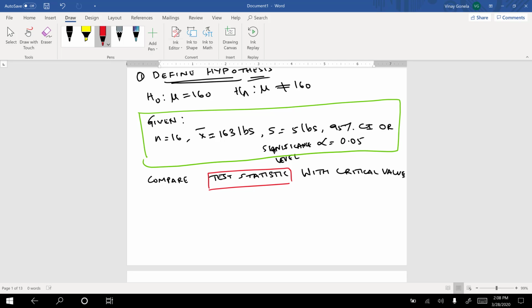now which stat to use, whether to use Z or T? You use Z when your sigma is known and n is greater than or equal to 30. Here your n is 16 and you have S given rather than sigma, so you will be using the T stat. This is used when n is less than 30. 16 is clearly less than 30 and your sigma is unknown.